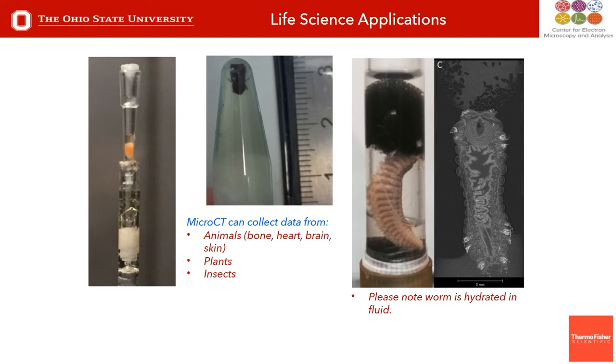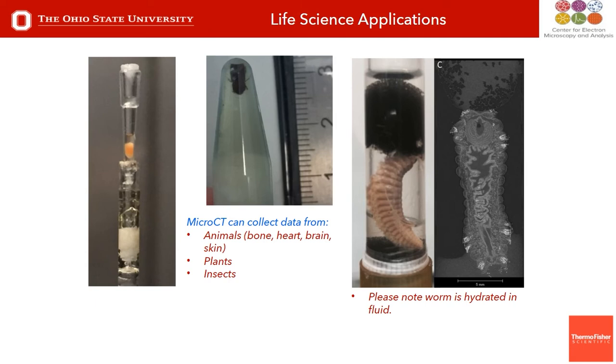And over here to the right, we actually have a worm that's hydrated in fluid. Right? If you're using electron microscopy, you can't really have a bucket of water in your microscope. We're at extremely high vacuums. This is run in a vacuumless system, and so you can encase the material in anything that is low attenuating to X-rays. And so we've used MicroCT data to collect quite a bit of info on animals.